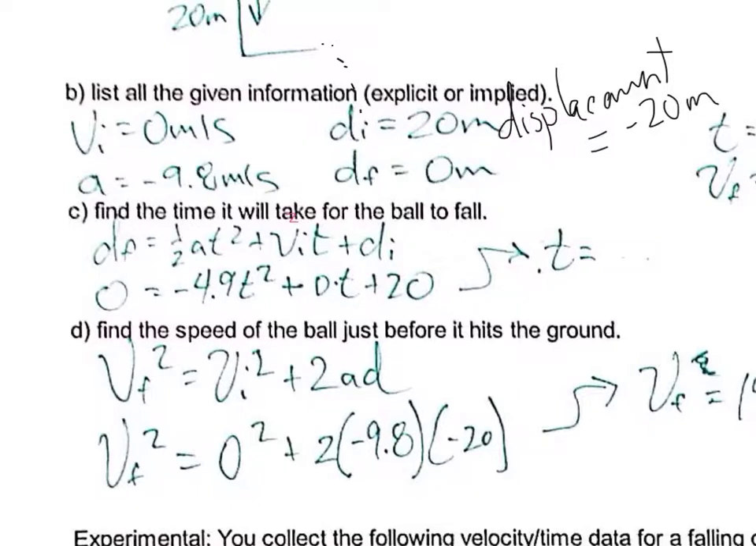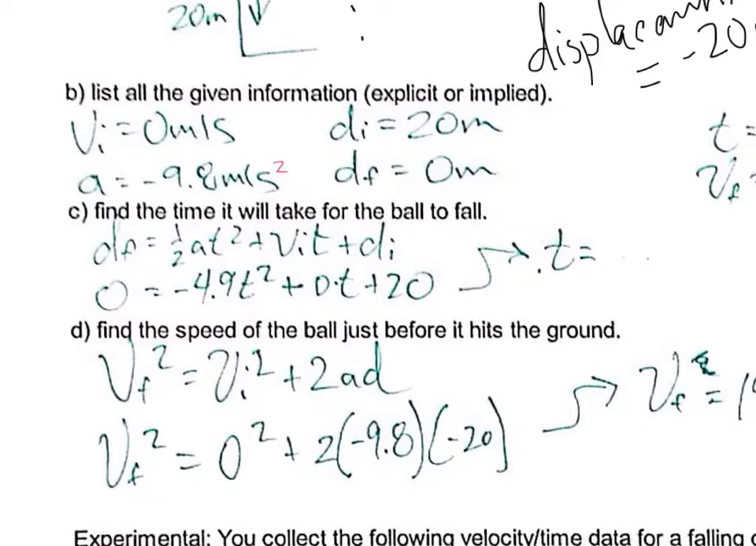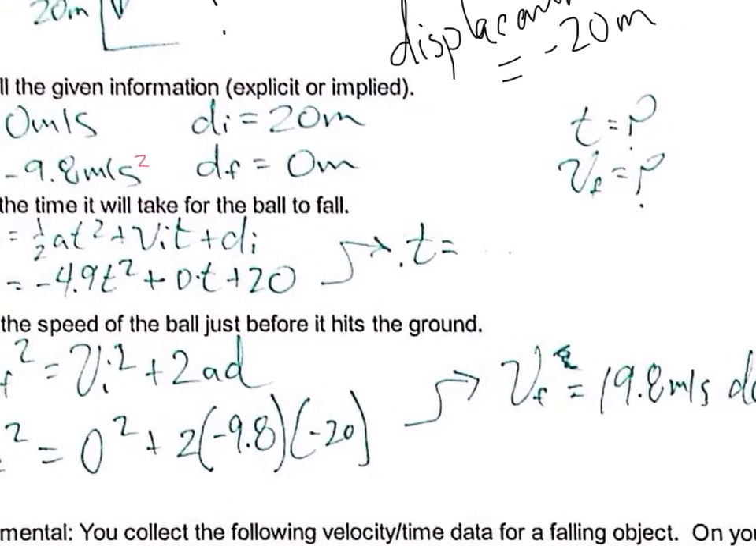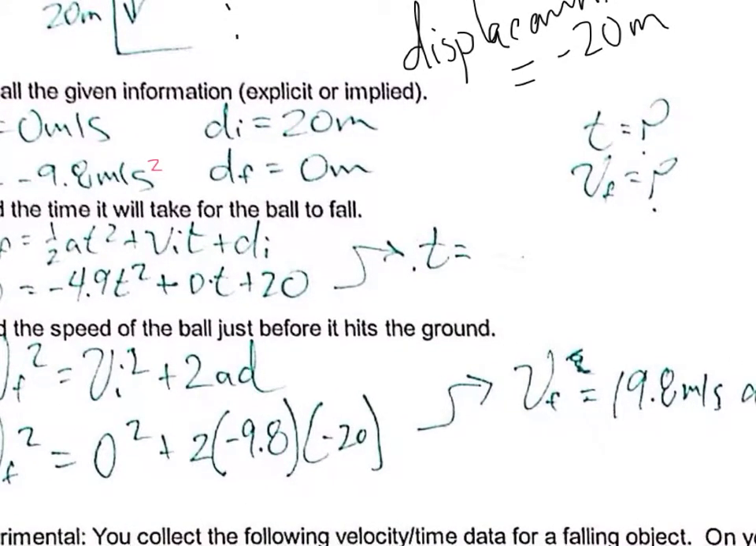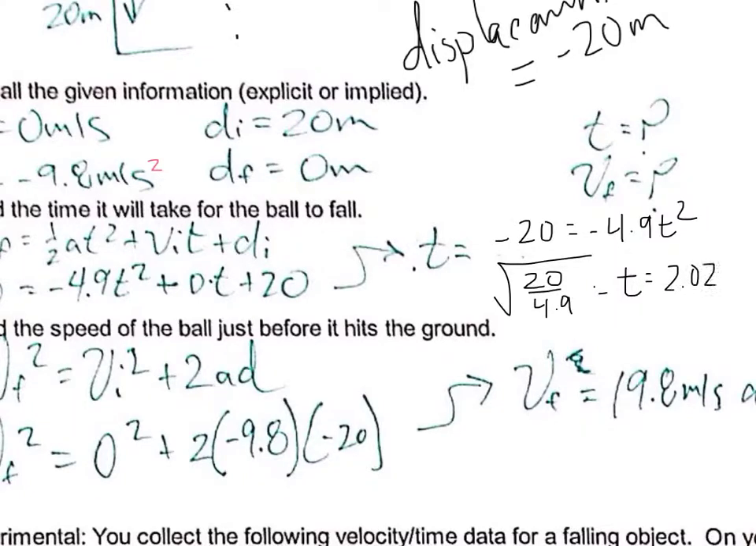Okay, I'm back. Found a calculator, and after we solve, we end up with something like negative 20 equals negative 4.9 t squared. Divide both sides by negative 4.9, take the square root, and the square root of 20 over 4.9 would equal t, which was about 2.02 seconds.